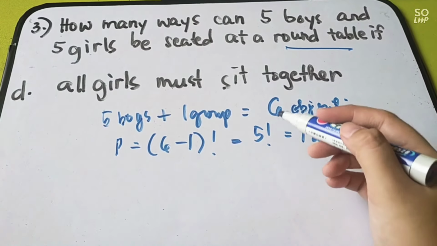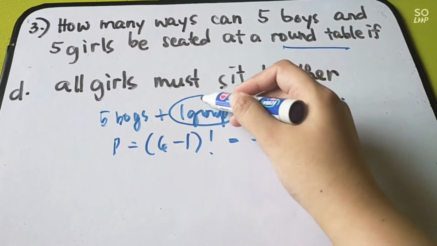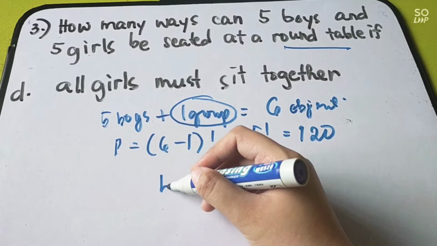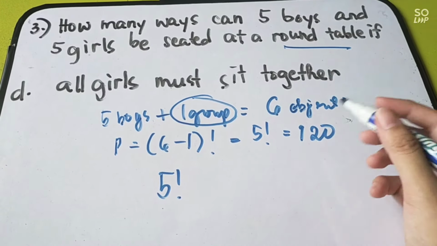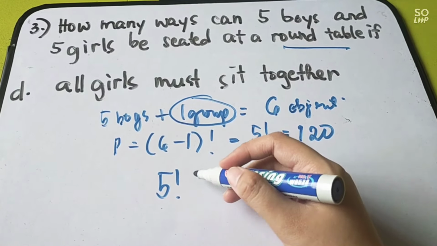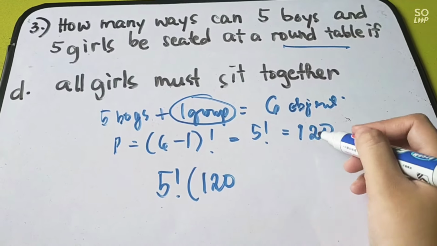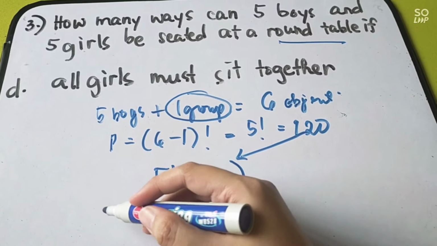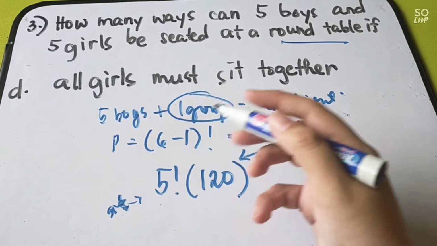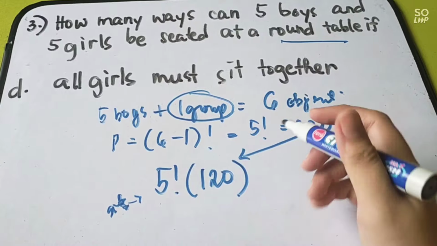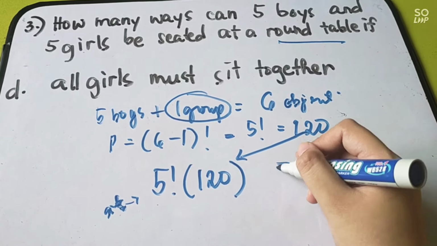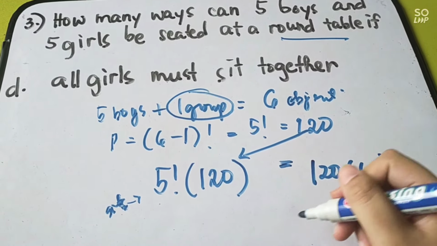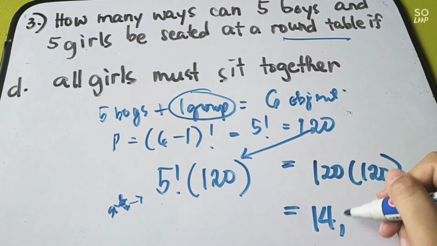Then, afterwards, si one group na to, pwede pa ulit itong magkapalit-palit. That is 5 factorial, 5 times 4 times 3 times 2 times 1. Then, multiply mo ulit kay 120. So, 5 factorial times 5 factorial ang mangyayari. The answer is 120 multiplied by 120, it is equal to 14,400.